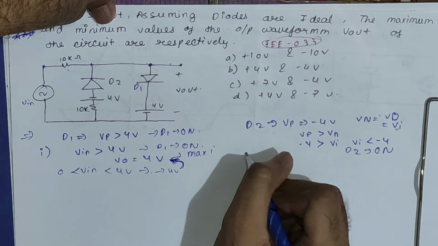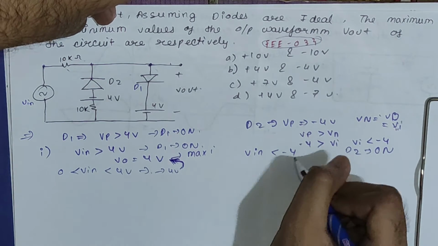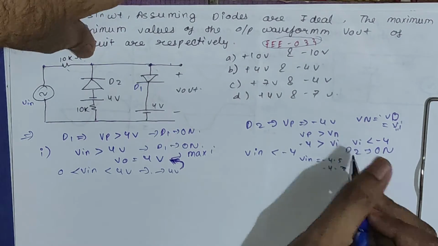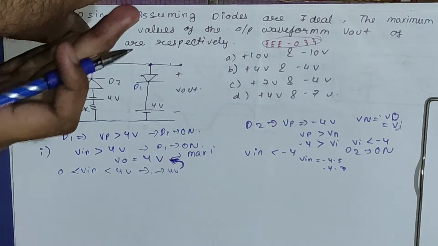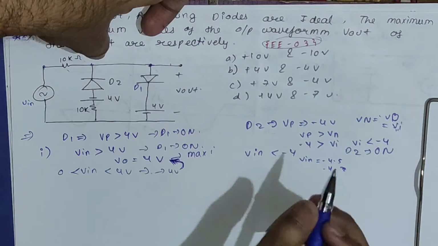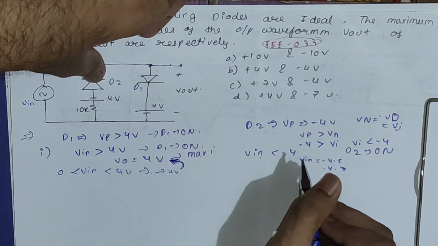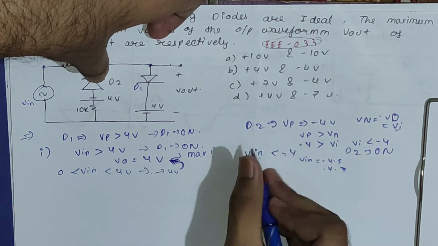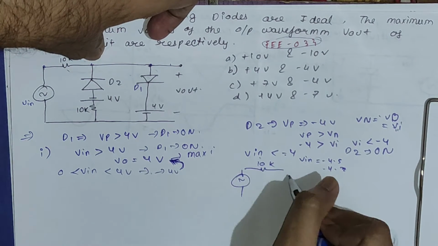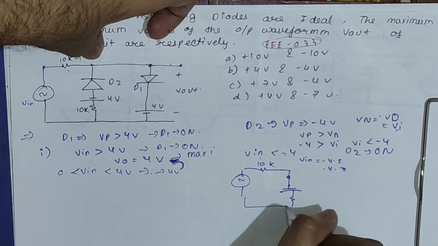Now let's check for Vin less than minus 4 volt, which means Vin will be like minus 4.5, minus 4.8. You can see this cathode is getting more negative potential compared to the anode, so this diode will be on. So for Vin less than minus 4 volt, diode D2 will be on and we will have the circuit somewhat like this. This is your Vin and this is your 10k. This will be short circuited, this will be minus 4 volt and this is your 10k.